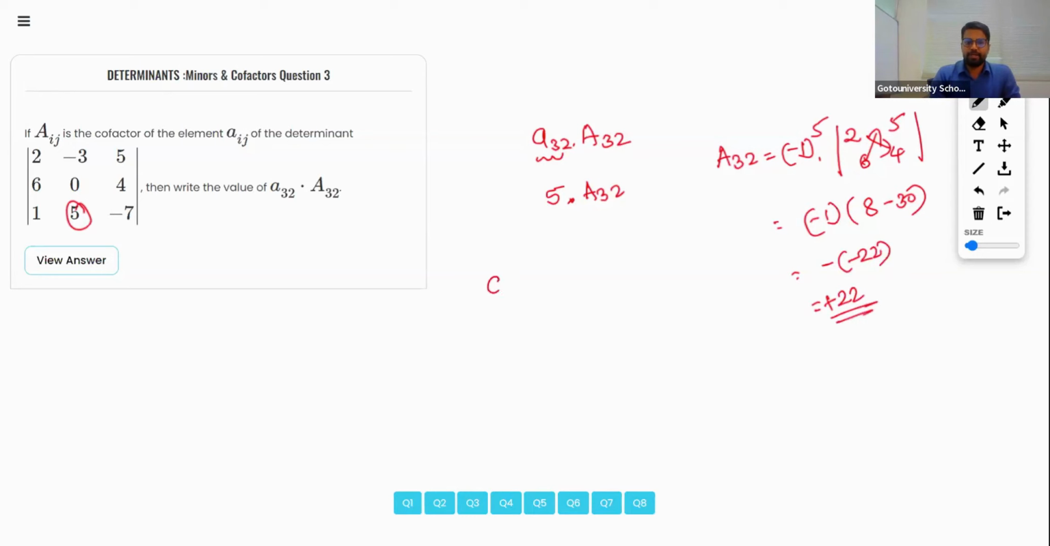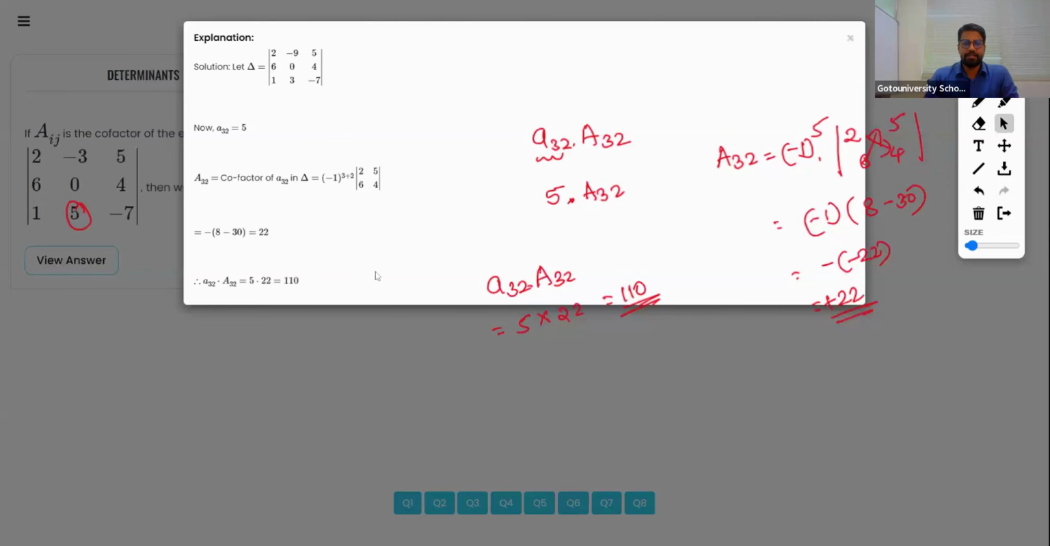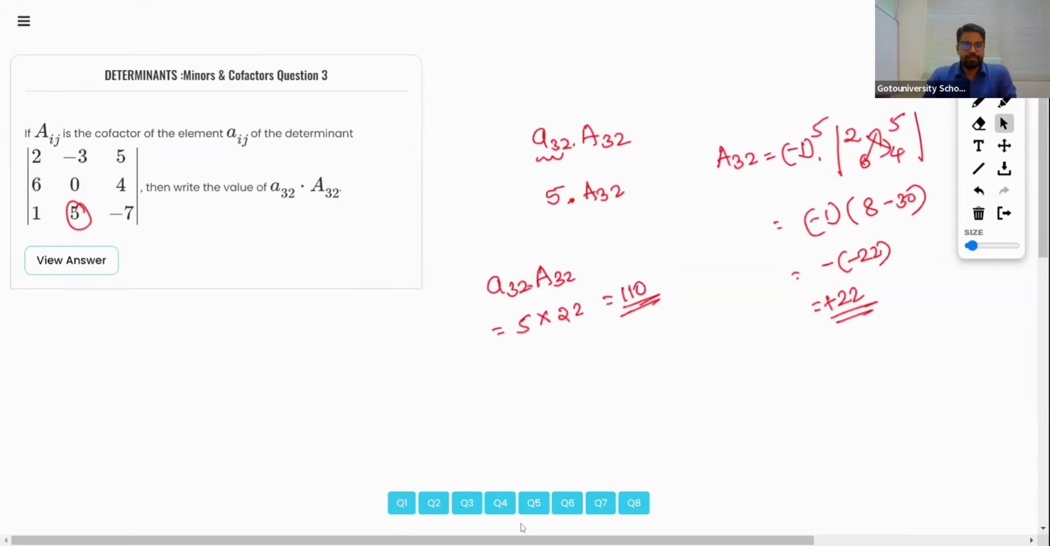So what is the product then? a32 into capital A32 is nothing but 5 into 22. What is 5 into 22? It is 110. So shall we check the answer? Is it matching with our answer? Yes, it is exactly equal to 110. Isn't it? Yes. So let's go to the next question. Question number 4.